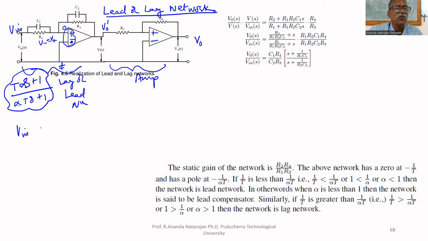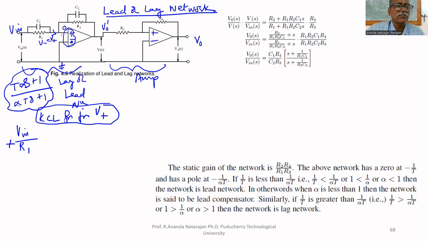V in minus 0 is the potential across this resistor, so the current entering into the operational amplifier is V in divided by R1. So we are writing KCL for the junction V plus. What is the current entering from V in? V in divided by R1. That is incoming current, that's why plus.